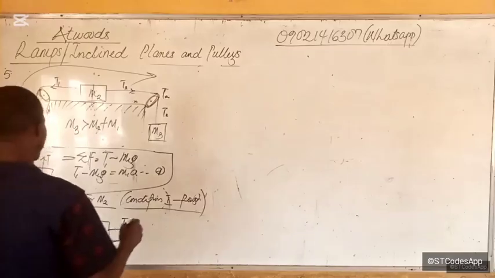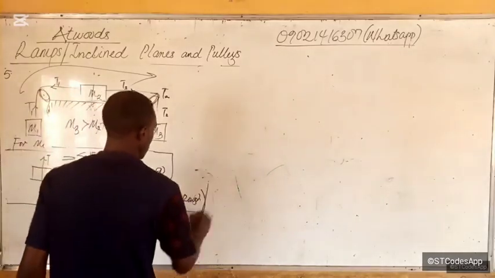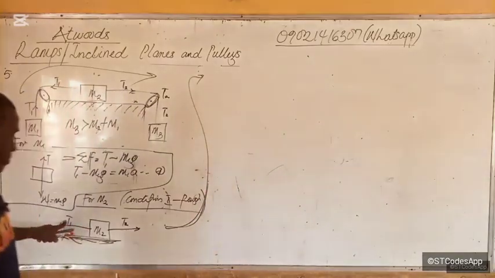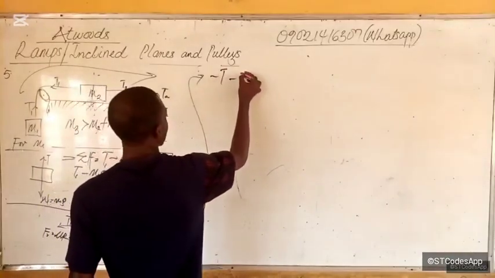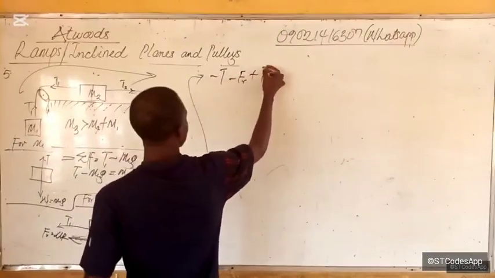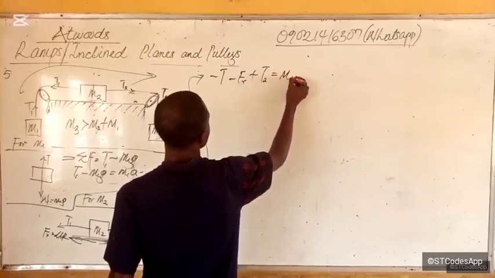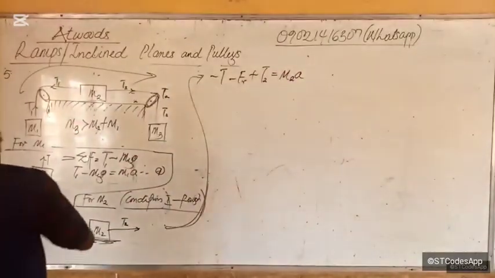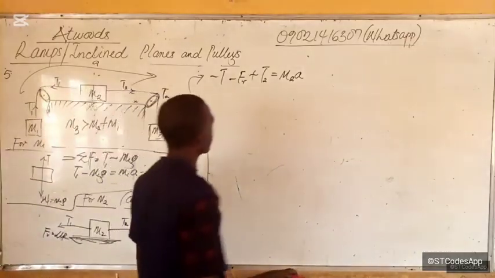So for M1, M2, what we'll have is this. Let's bring that up here. So for M2, what we have is this. T1 is negative. This guy is also negative. So that will be minus T1 minus F sub R plus T2 is equal to M2A. I hope that is clear. Keep in mind that acceleration will still be the same because all of them are attached together.